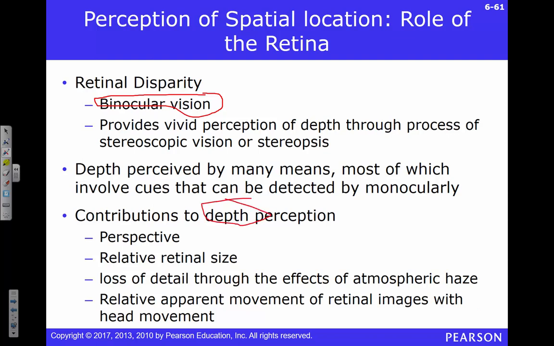Interestingly, Matt, you were asking about depth perception. Most of these are what we call monocular cues or artist's cues, right? So you're the big art fan. You can know that in a 2D image, you can create the perception of depth. You can do this by perspective, relative size, loss of details through atmospheric haze. You can kind of make things fuzzy, and they appear farther away, right? And then movement of the retinal image with head movement, that's kind of interesting.